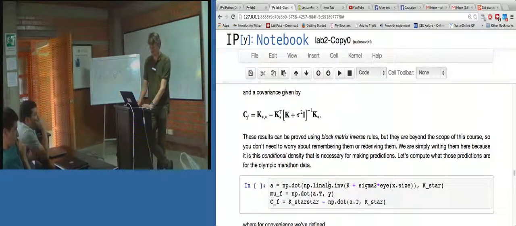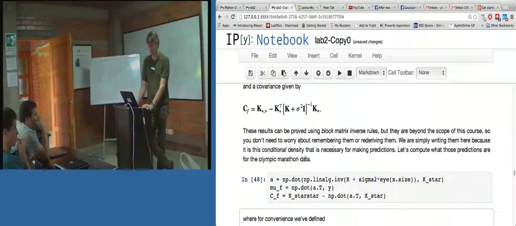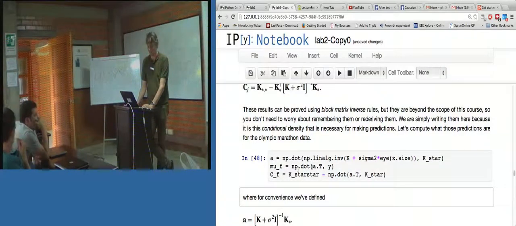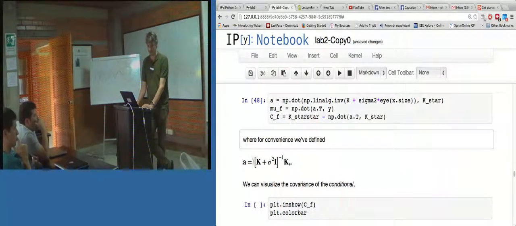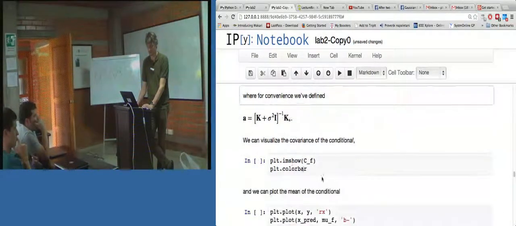That's often, in support vector literature, that type of thing is called the alphas, so I called it A. And then I'm computing mu f given that. So mu f is just A transpose Y, and the covariance is K star star minus A transpose K star. So that's what that's saying there. We've just combined that as a convenience.